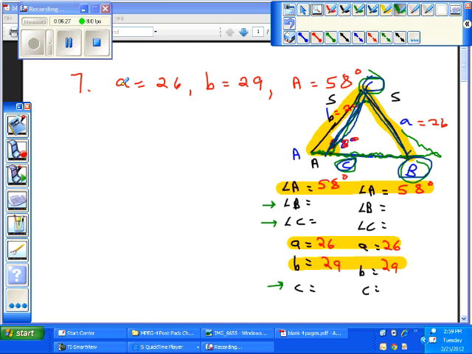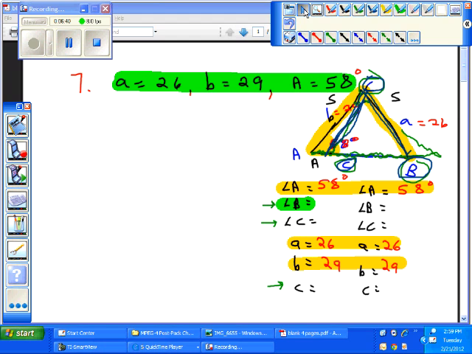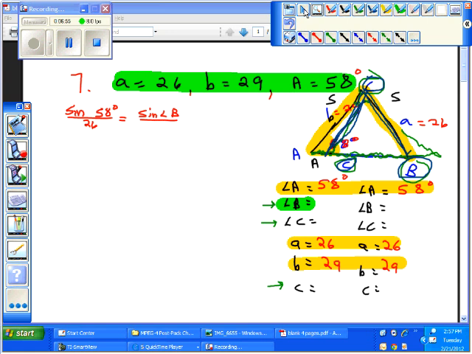What we are given is A stuff and B stuff. That means that the first thing that we're going to have to solve for, since I'm given A stuff and B stuff, is angle B. So I'm going to set up a law of sines. I'm going to say sine of angle A, which is 58 degrees, over little a, which is 26, is equal to the sine of angle B, which I don't know, over little b, which is 29.